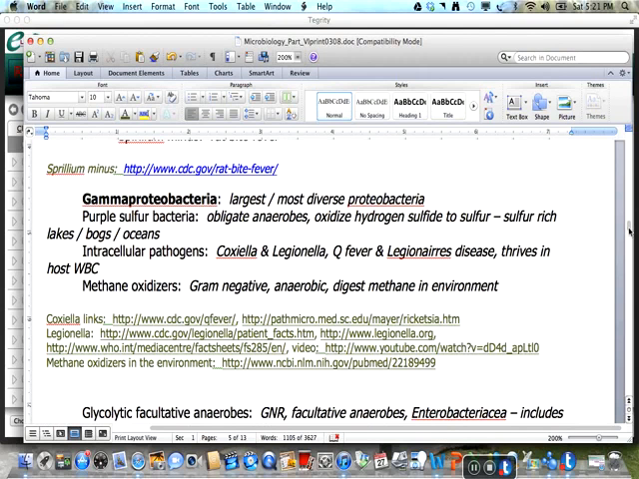Of the proteobacteria, the gamma proteobacteria are the largest and most diverse group. The purple sulfur bacteria are obligate anaerobes, which oxidize hydrogen sulfide to sulfur. These are found in sulfur-rich lakes, bogs, and oceans. Some are intracellular pathogens that thrive in the host's white blood cells. These include Coxiella causing Q fever and Legionella causing Legionnaires' disease.